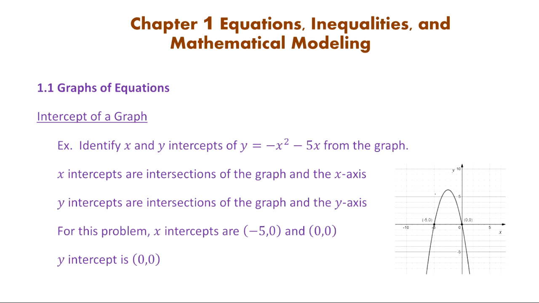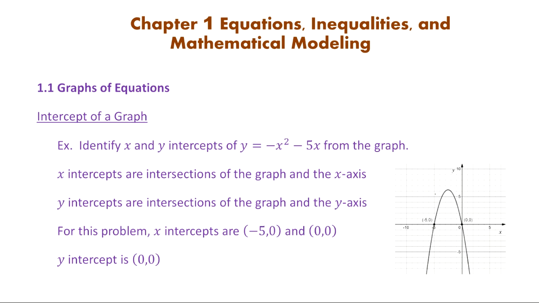So the graph is given in the problem. You just read the intercepts in the graph. So the x-intercepts are intersections of the graph and the x-axis, as I said. So there are two intersections between the curve and the x-axis: (-5, 0) and (0, 0), right? Okay, so those are the two points of intersection of the curve with the x-axis.